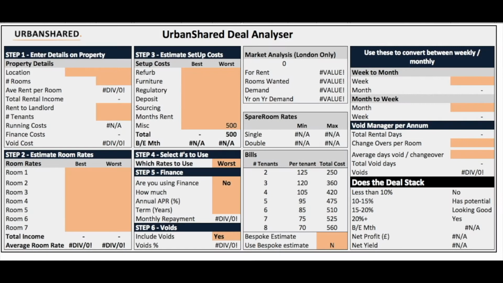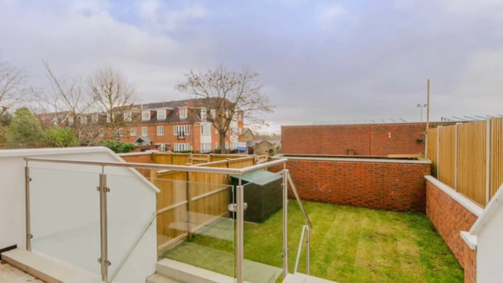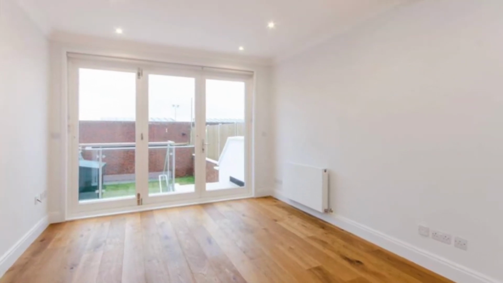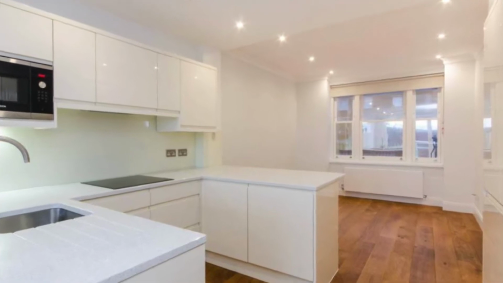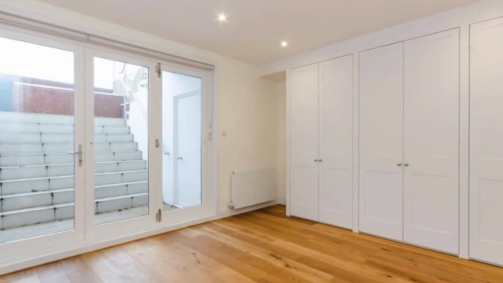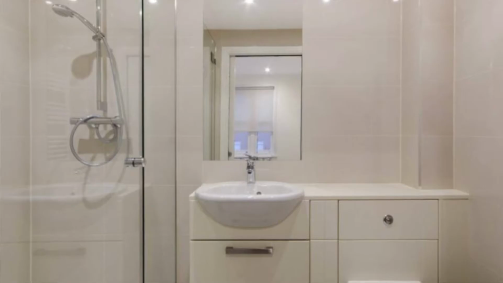This is a real deal that we did in 2019. It's a 6-bed property in Wimbledon that has 2 en-suites and 2.5 additional bathrooms. So essentially there were 2 bedrooms on each floor, 2 of them were en-suites and 4 shared 2 bathrooms. Really nice property, very, very nice indeed.